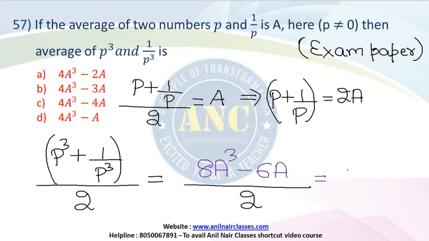8a cube by 2 is nothing but 4a cube minus 6a by 2 is nothing but 3a. Final answer is 4a cube minus 3a. Which option is satisfying? Answer which is satisfying is option B. Right answer for this question is option B.